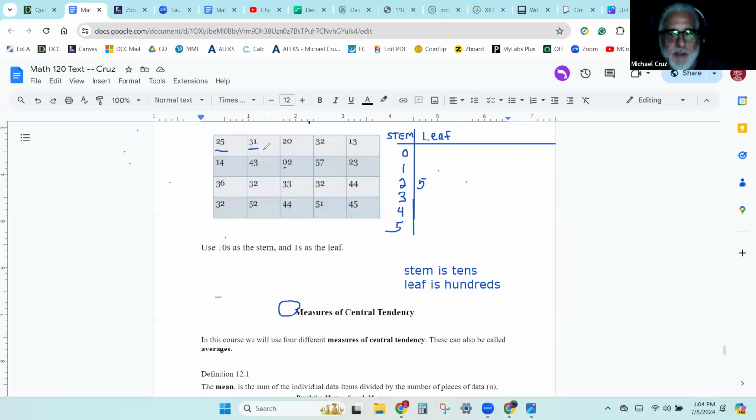All right, so this one is 31. So we're going to go down to the 3, and we're going to put our 1 there that represents that. Next one is 20. So that means we're going to put a 0 there. So now we've got 2 of them on that 2 row, the 20 row, or the column actually. So 25 and 20. We're not writing out the stem multiple times. We're just writing it once. And when I'm finished with this, we're going to have some information here that'll be useful.